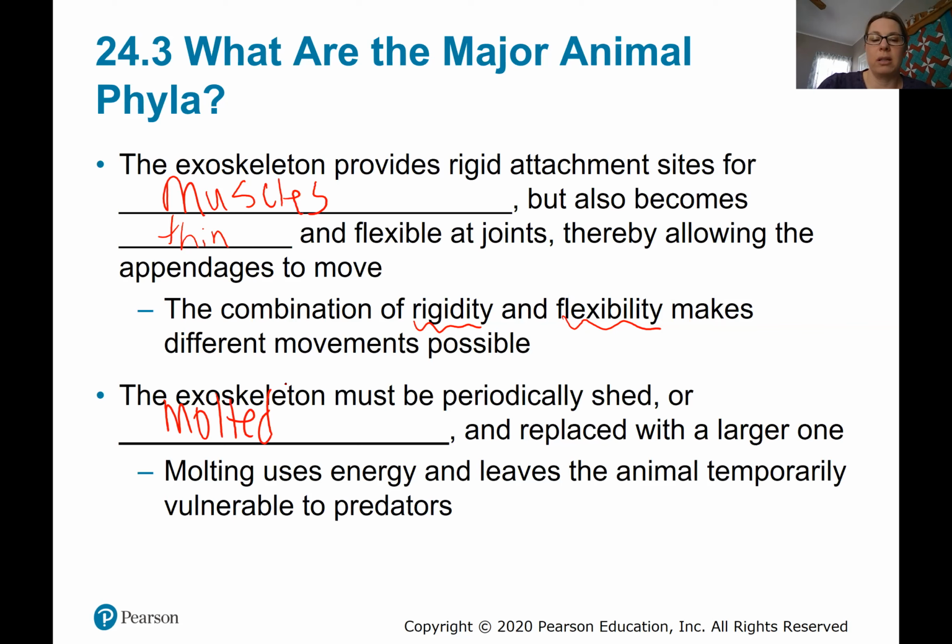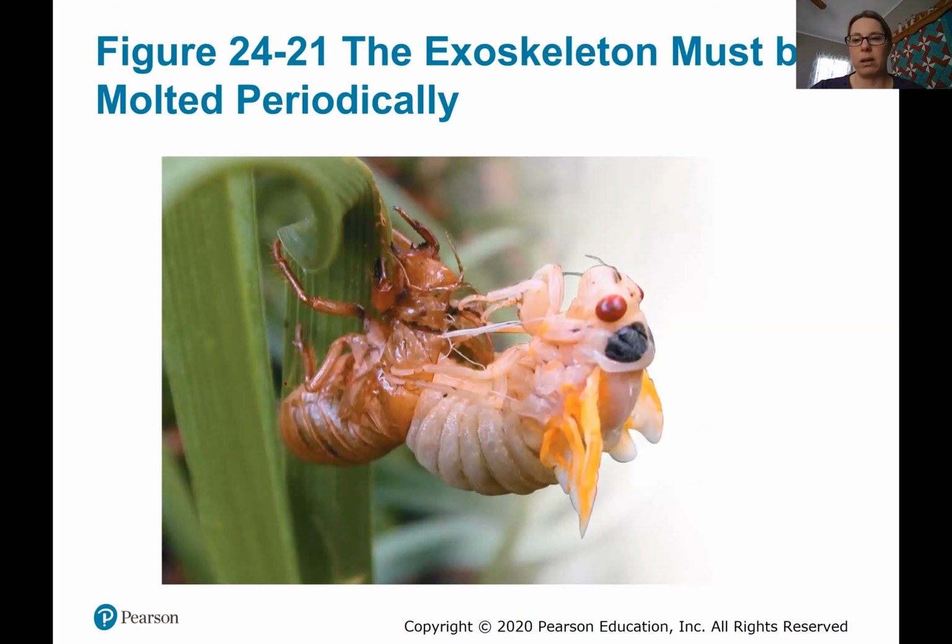It needs to be shed and then replaced. This molting process, however, is a little bit inefficient because it uses a lot of energy and leaves the animal vulnerable. And you don't have this slide in your notes, but I wanted to put it in here.